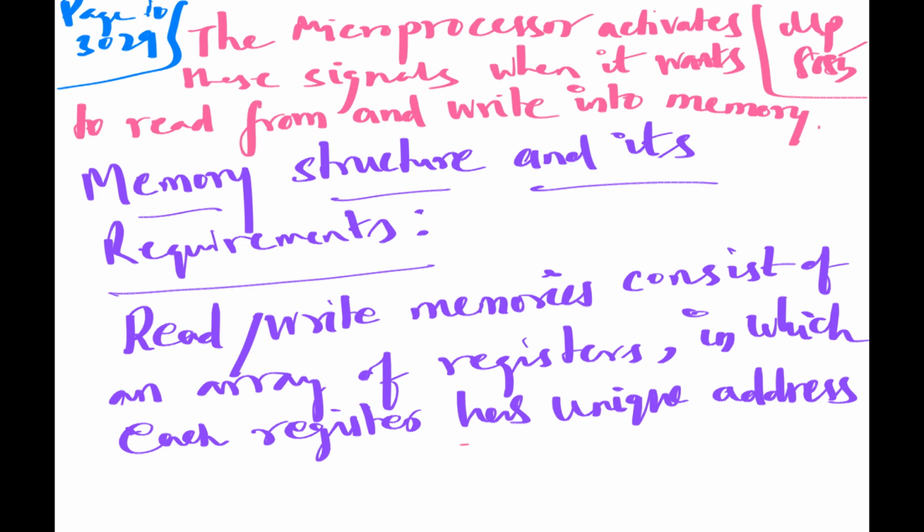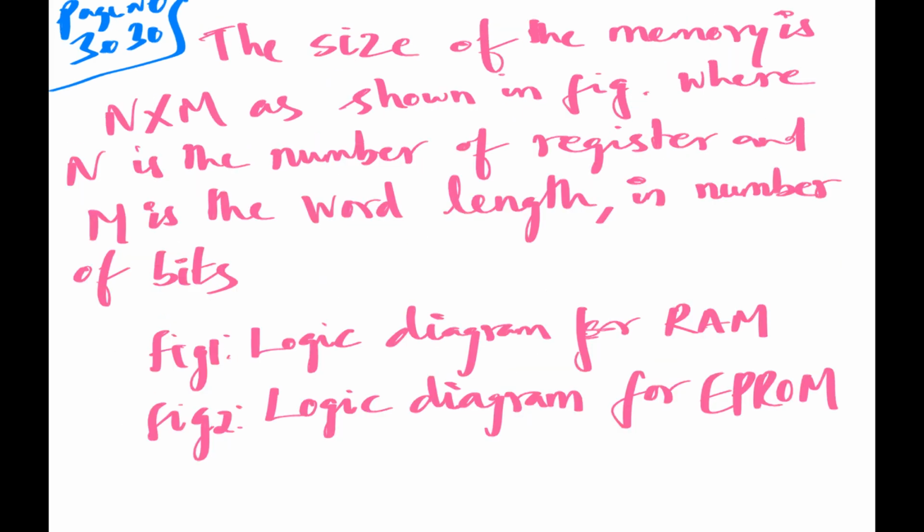Memory structure and its requirements. Read or write memories consist of an array of registers in which each register has a unique address. The size of the memory is n into m as shown in the figure, where n is the number of registers and m is the word length in number of bits. Figure 1: logic diagram for RAM. Figure 2: logic diagram for EPROM.